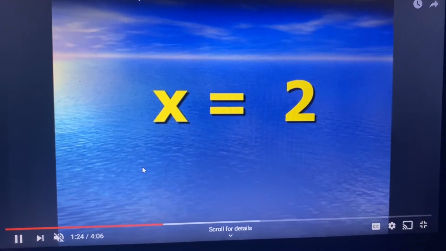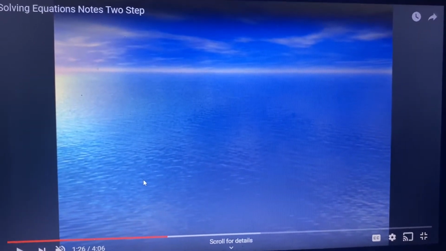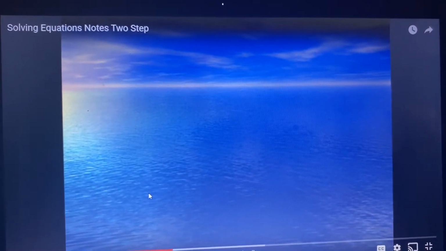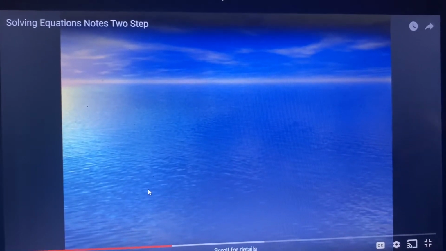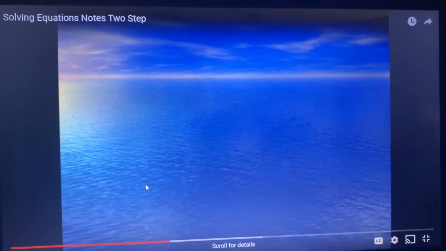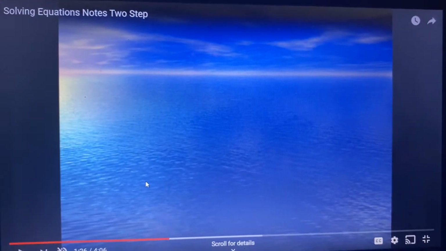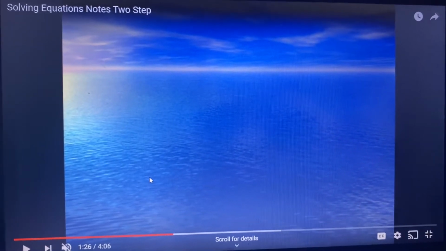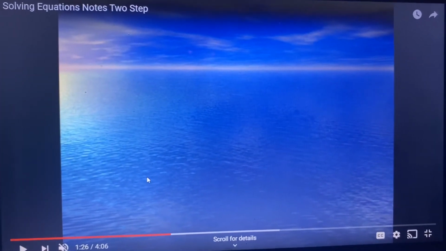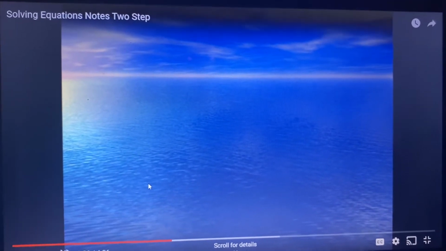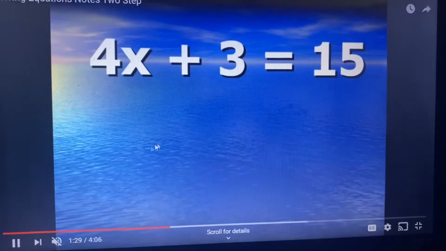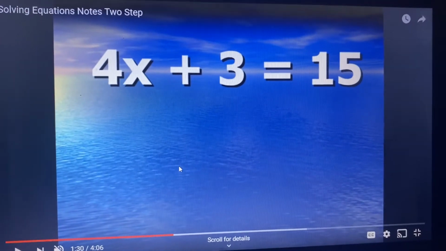All right, let's try another example. Remember, first, we must get rid of any addition and subtraction by using additive inverse. Second, we must undo any multiplication or division we see by using the multiplicative inverse. And remember, what you do on one side of the equal sign, you must do on the other. Let's get into example 2. Now we have 4x plus 3 equals 15.